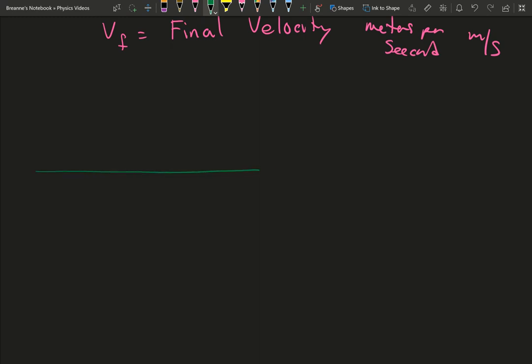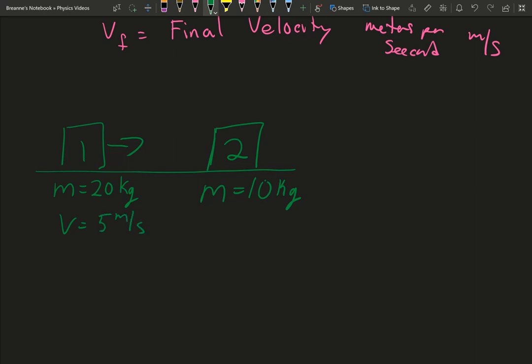So that's the equation. So let's put some numbers to this, shall we? Before the collision, we're going to have block 2 just sitting there. Block 2's mass is going to be 10. We have block 1, which is moving. Block 1's mass is going to be 20, and it's going to be moving at a velocity of 5 meters per second. And block 2's initial velocity is going to be 0 because it's not moving. So that's the before. The after.